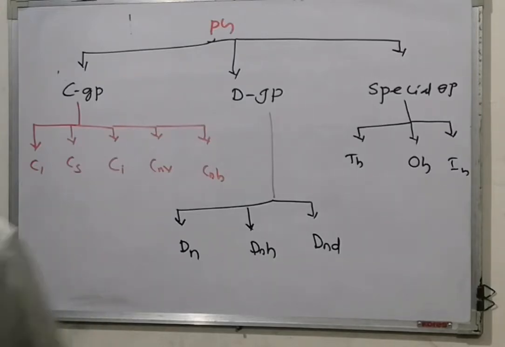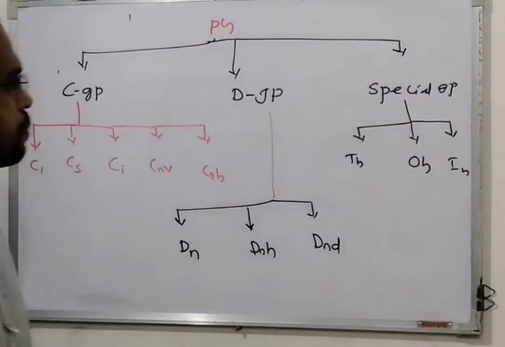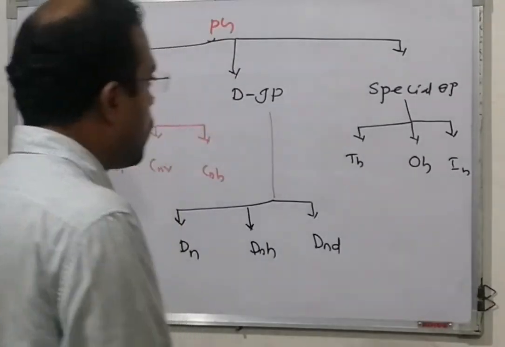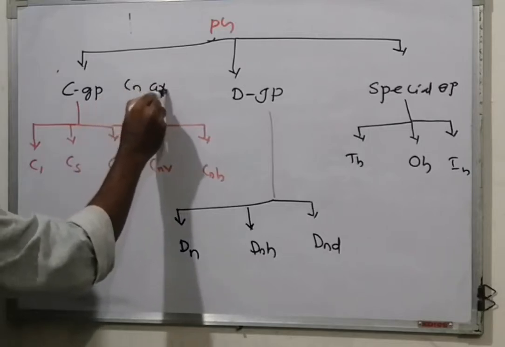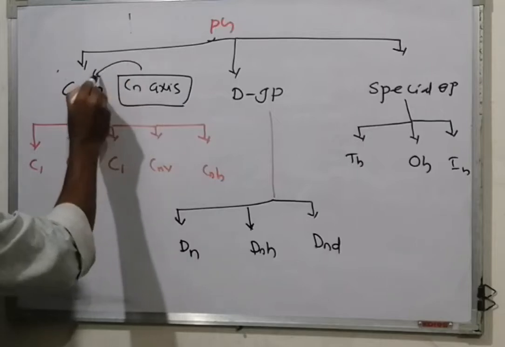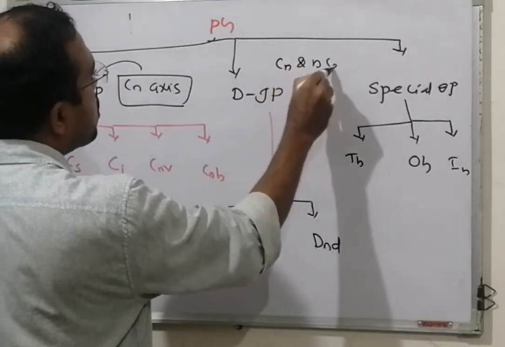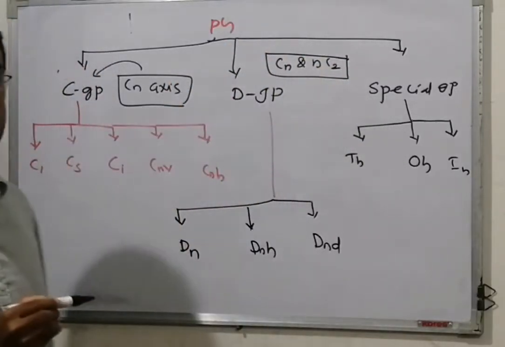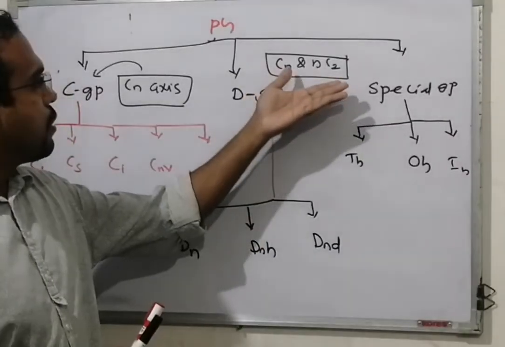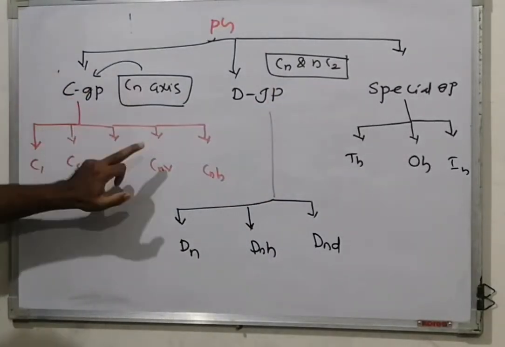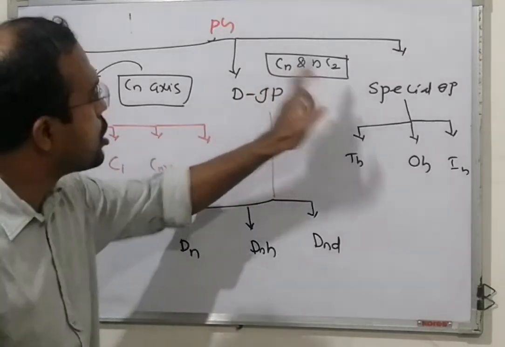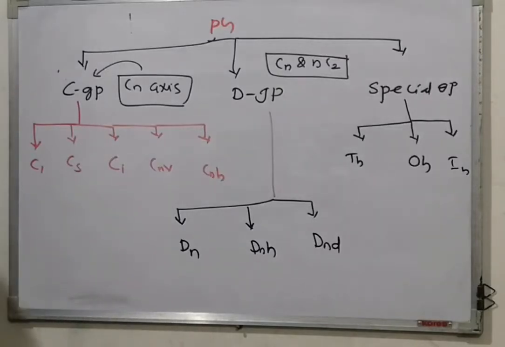Yes. You have C groups, D groups, special groups. Special group is a special category, you remember always. These are the two important categories: C group and D group. What is the difference between C group and D group? C group has a Cn axis. D group has Cn and nC2 axes. When axis of symmetry was discussed, I mentioned what this nC2 is. Therefore, C group has only a Cn axis, while D group has Cn and nC2. Okay? Yes.